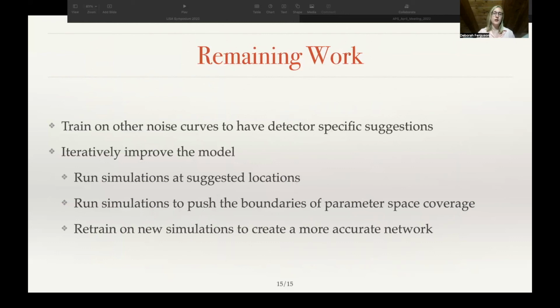Remaining work, we would like to train this on other noise curves in order to have detector-specific suggestions for what simulations you should run next. Also, we will continue to iteratively improve this model by running simulations at the suggested locations, running targeted simulations at the boundaries of parameter space that we would like to push, and then retrain on those simulations in order to create a more accurate network.